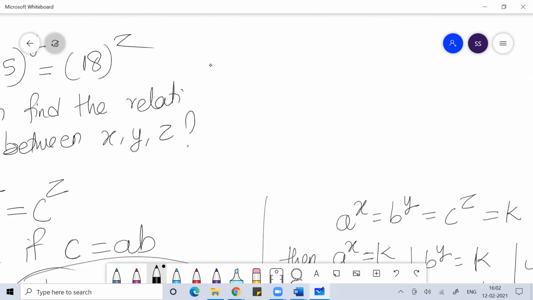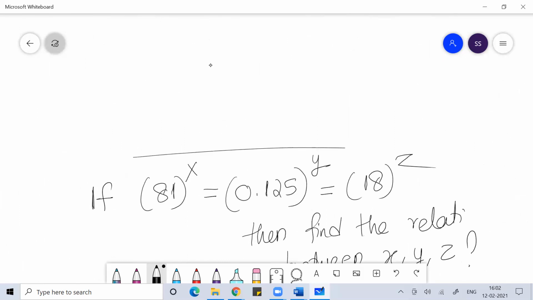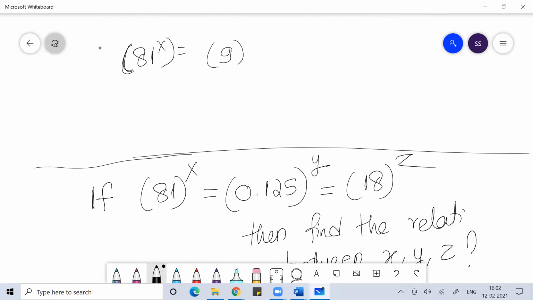So you can understand this. Now we'll use this to solve this question. Now you'll ask me how we're going to use this in solving this question. It is very easy. 81 to the power x, I write as 9 to the power 2x. You know 81, right? 81 is 9 square. So I can write 81 to the power x is equal to 9 to the power 2x.